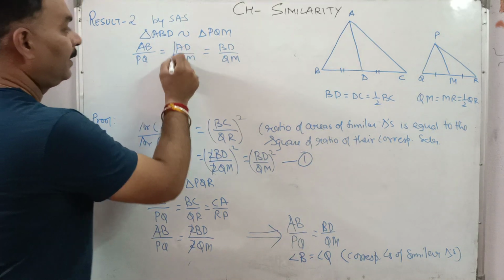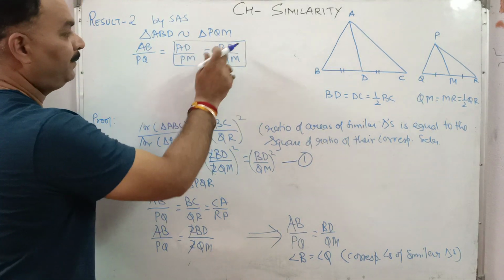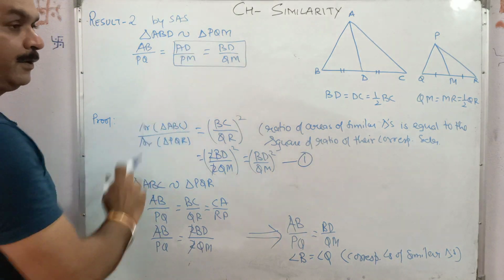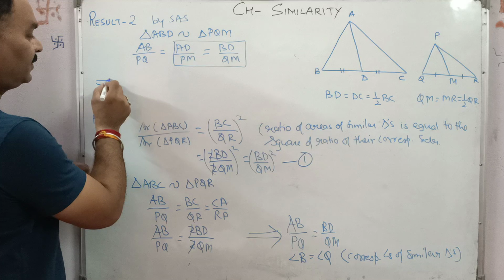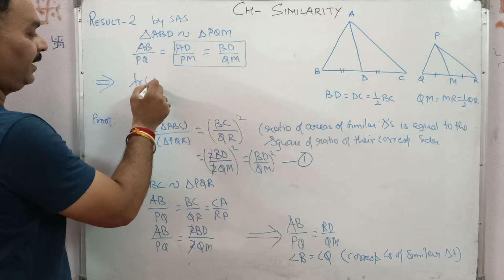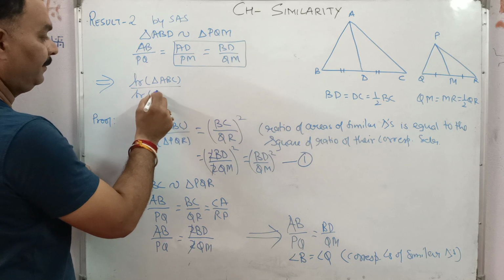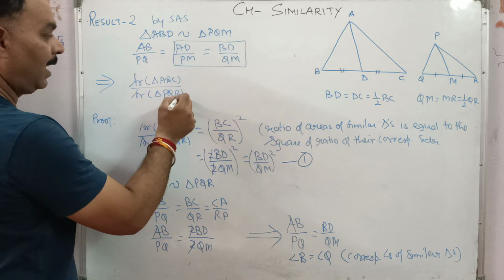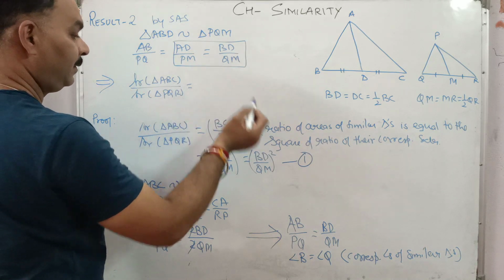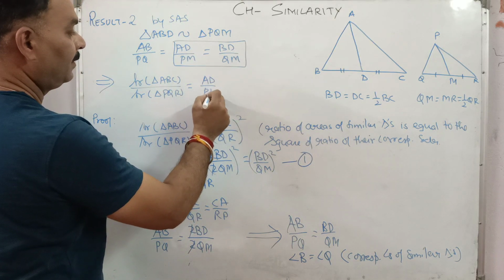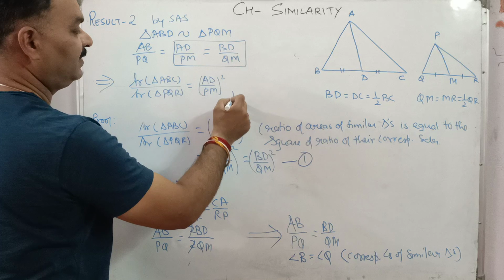Now from here, in place of BD upon QM, we can write AD upon PM. So substituting in the first equation, we get the area of triangle ABC to the area of triangle PQR is equal to, in place of BD upon QM, AD upon PM whole square. Hence proved.